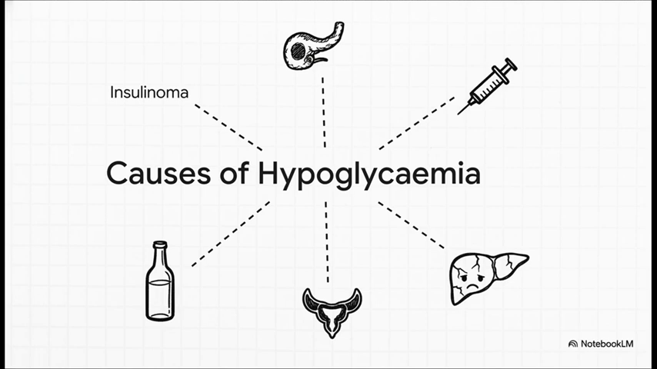Organ failure, particularly liver failure, is a big one because it messes with gluconeogenesis. And then there's alcohol. Now, the mechanism for alcohol is a key exam point, so listen up. Alcohol is thought to sort of redistribute blood flow in the pancreas, shunting it toward the endocrine parts, and that can cause a really exaggerated insulin secretion.